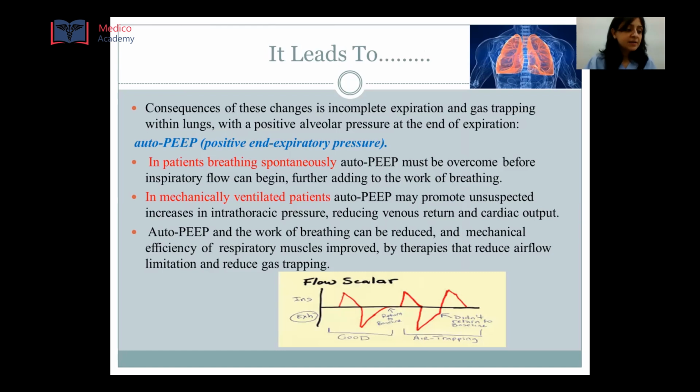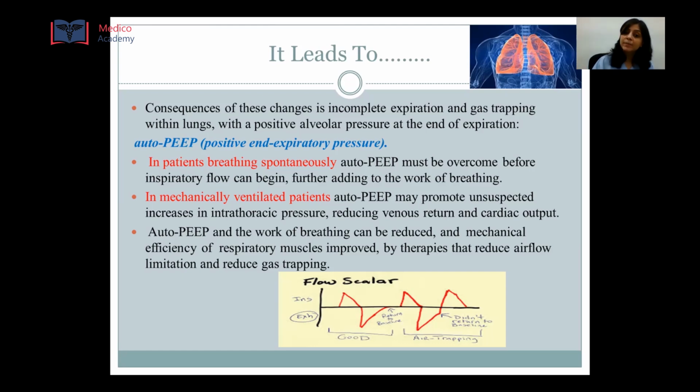So, what has it actually led to? The consequences of these changes are incomplete expiration and gas trapping within the lungs, with a positive alveolar pressure at the end of expiration, that is, an auto-PEEP. In patients who are breathing spontaneously, this auto-PEEP must be overcome before the next inspiratory flow can begin. Hence, this will further add to the work of breathing.